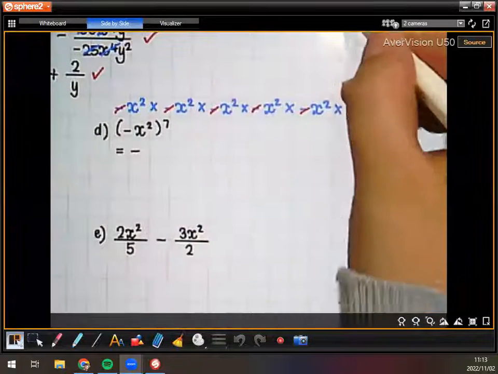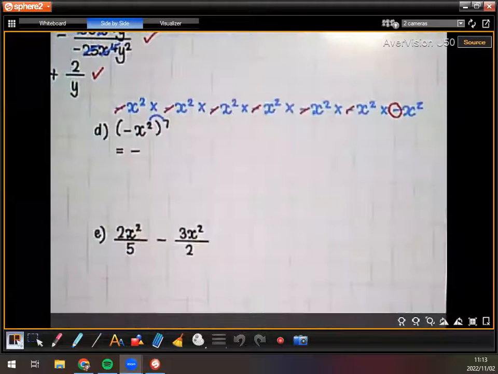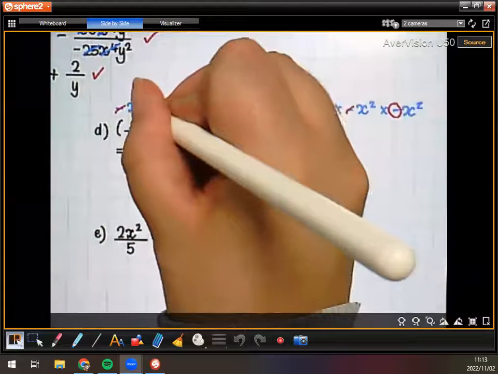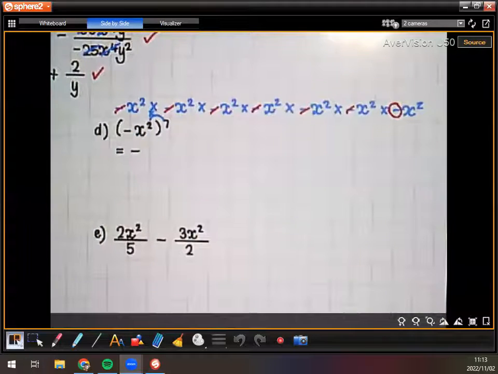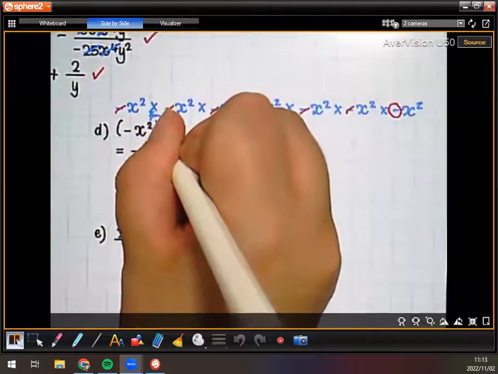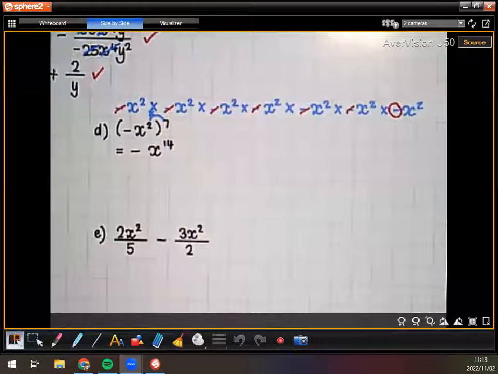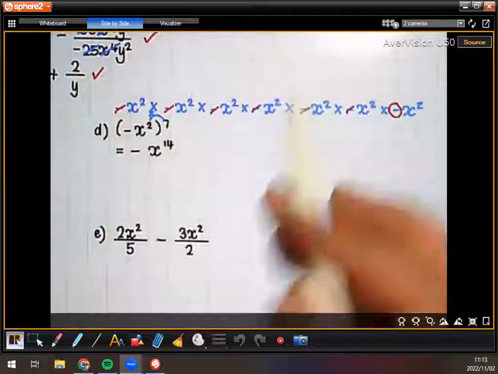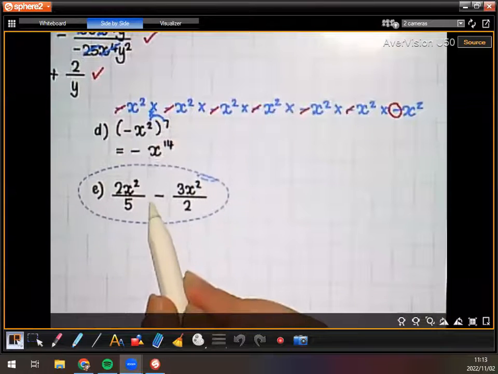And now what are we going to do with these 2 exponents? We're going to times them. Remember, when you have an exponent inside a bracket and outside a bracket, you times them together. So what is 2 times 7? 8. Okay, so the answer there is negative x to the power of 40.